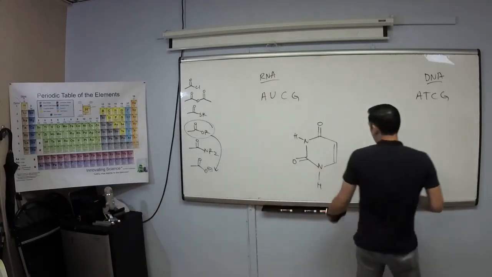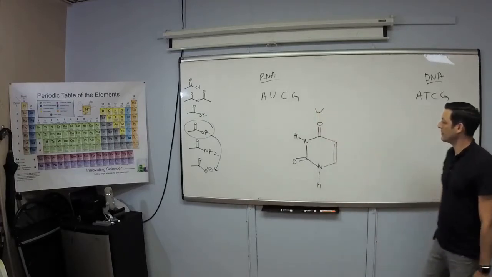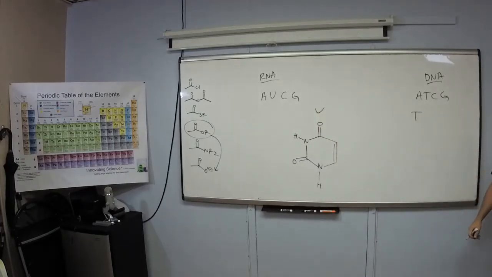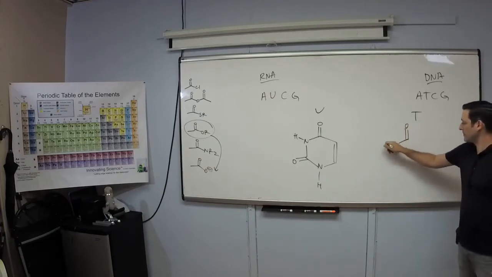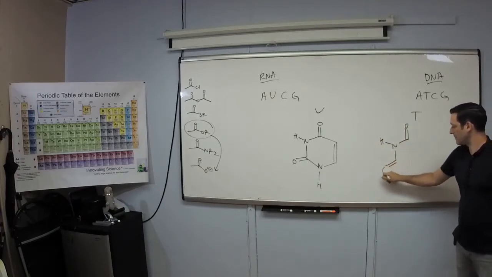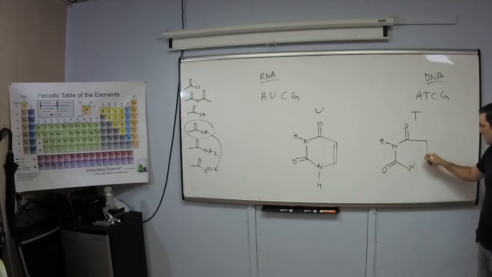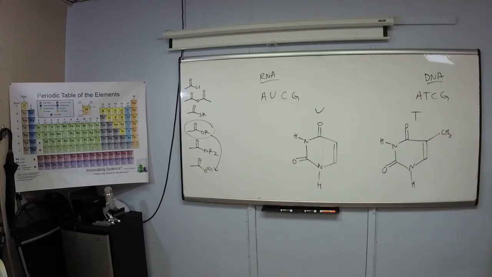Anyway, so this is a uracil, and here's a thymine. It's completely different. It doesn't look at all like a uracil. Okay, it looks exactly like uracil, it just has a methyl group.